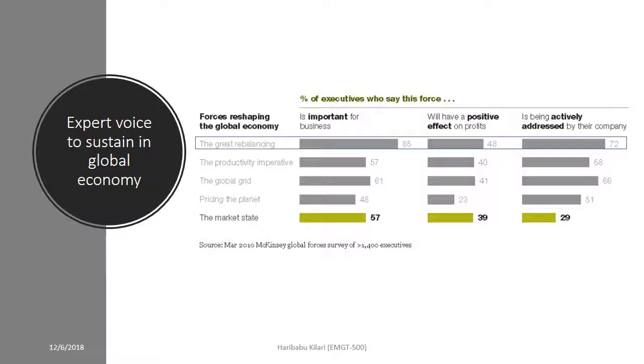Let's see what experts are saying about reshaping the global economy. So the great rebalancing is obvious as per the experts. If you see, it's very important for the business. 86% of the executives already agreed on that, and it will have a positive effect on profits. 48% of executives agreed on that and is being actively addressed in their company. 72% of executives already agreed on that. So the great rebalancing is needed for reshaping the global economy.